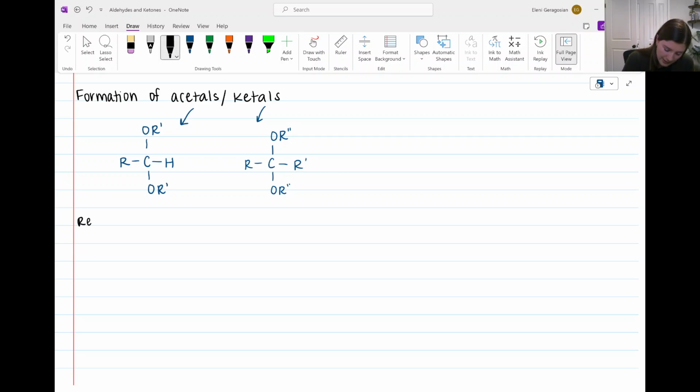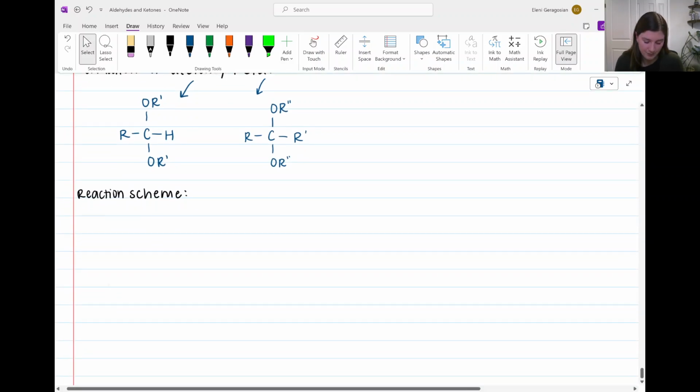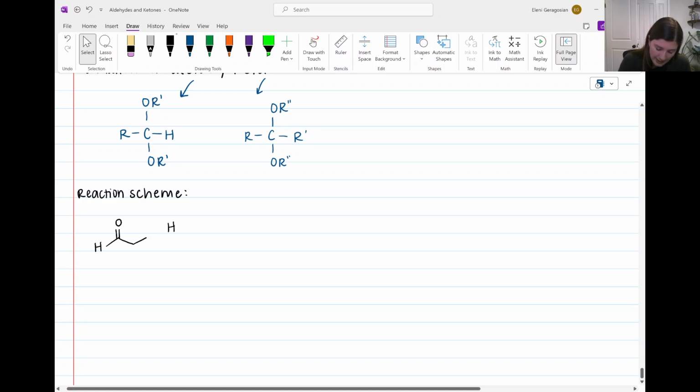So let's write out that reaction scheme. In these notes, we'll focus on forming an acetal, but please remember that the formation is the same for a ketal. We just start with a ketone as opposed to an aldehyde. So let's start with an aldehyde here, propanol. We'll again add ethanol as the solvent, and then this could be again in acidic or basic conditions, a reversible reaction.